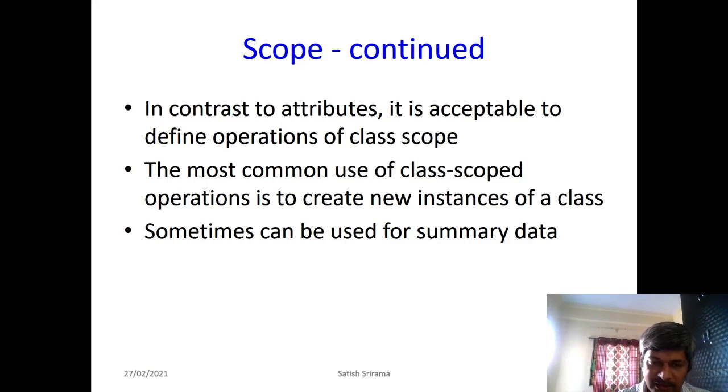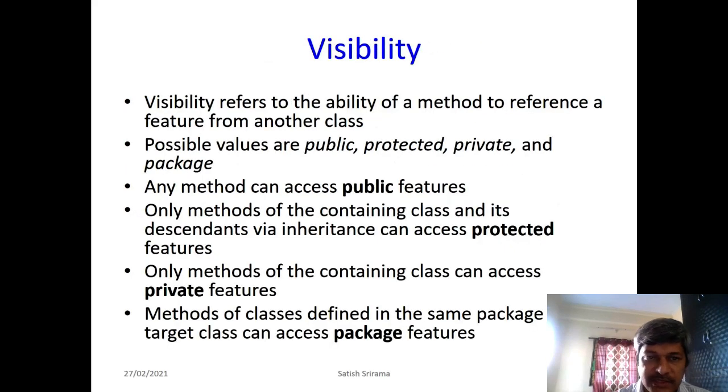Now let us look at another very interesting concept, which is called visibility. Visibility refers to the ability of a method to reference a feature from another class. Basically, you have a class one, which has these sort of attributes and operations. You have another class which has a method. A method is an implementation of an operation. Which of the features from class A can be accessed by this method? That is shown by visibility.